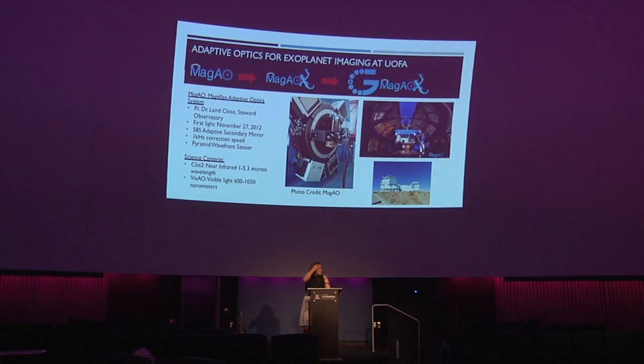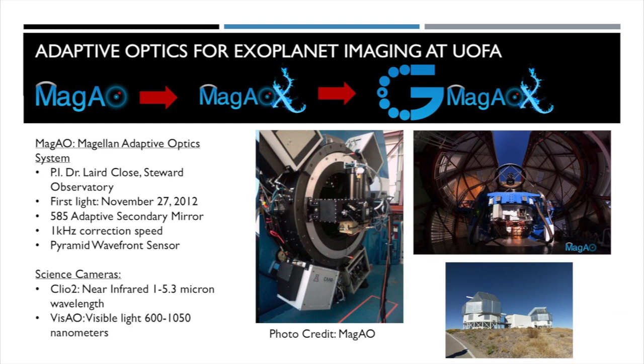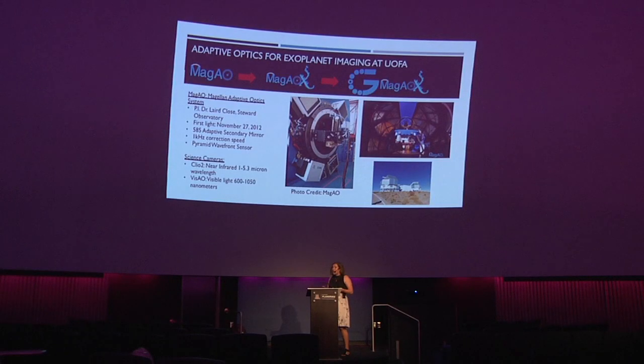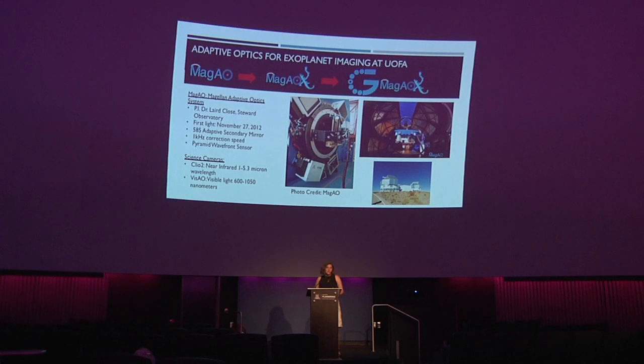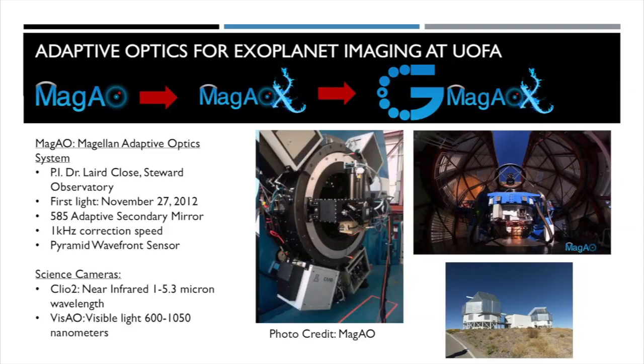And so the University of Arizona has also been a key player in developing adaptive optics instrumentation, and that's what my group does. I'm part of the Magellan Adaptive Optics System group, and we have been developing AO systems, or adaptive optics systems. We started with MagAO, which is the Magellan Adaptive Optics System, which is currently installed on the Magellan Clay Telescope in Chile. It's a 6.5-meter telescope. The principal investigator for this instrument is Dr. Larry Close, who is part of Steward Observatory here on campus, and our first light was in 2012, so this instrument has been operating for many years now.